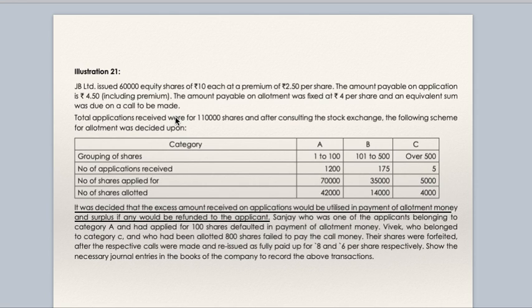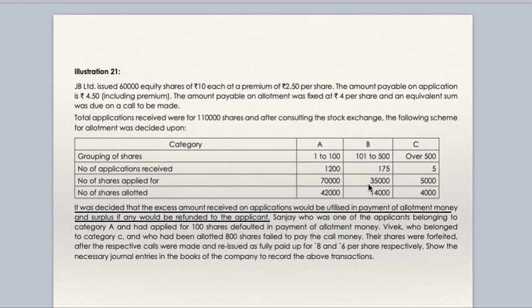Total applications received were 1,10,000 shares, and after consulting the stock exchange, the following scheme for allotment was decided upon. 3 categories they have decided: A, B and C. Grouping of shares 1 to 100, 101 to 500, over 500. Number of applications received 1200, 175 and 5. Number of shares applied for 70,000, 35,000, 5,000. Number of shares allotted 42,000, 14,000, 4,000.